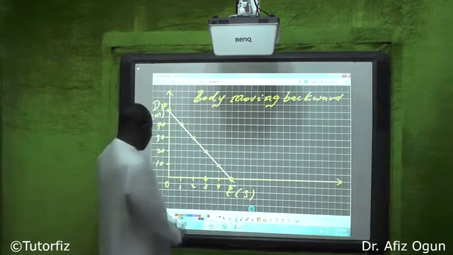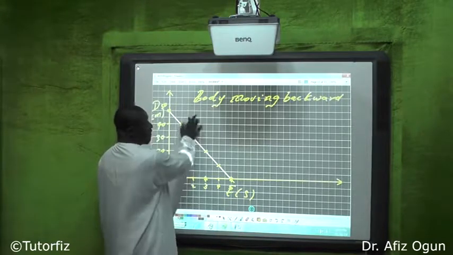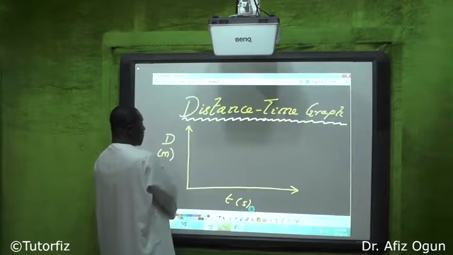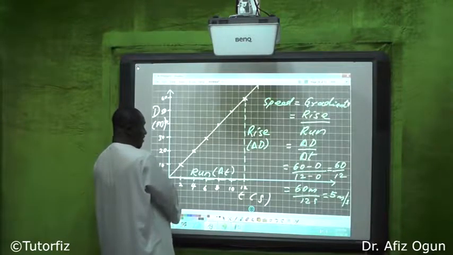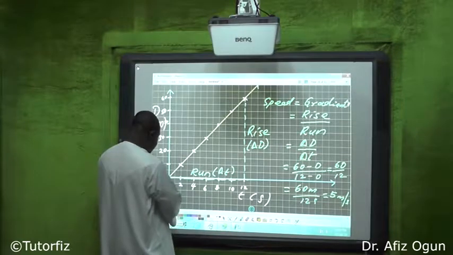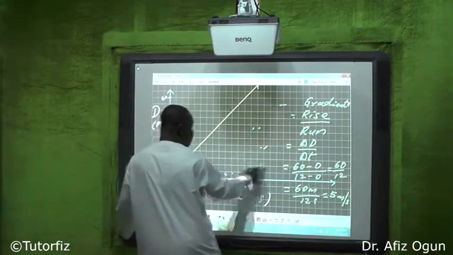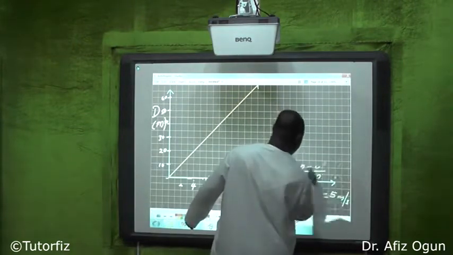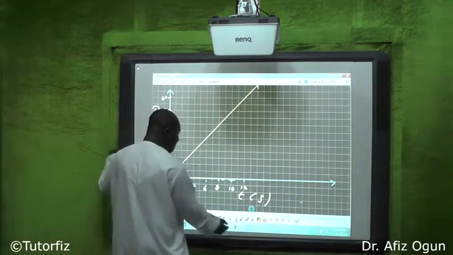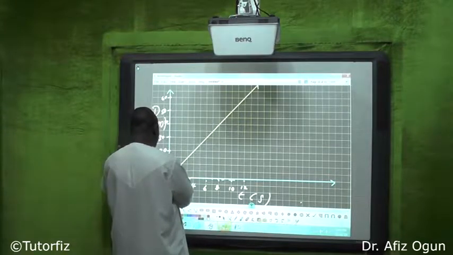Now, let's go back and look at the speed. We have checked for the body moving with uniform speed. We have checked for the body at rest, and now let us look at different speeds. Can speed be different? Yes. If two bodies are moving with different speeds, that means the slope will be different. The gradient of the slope will be different.